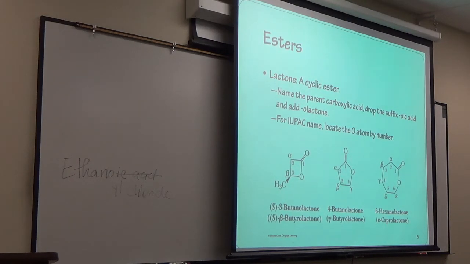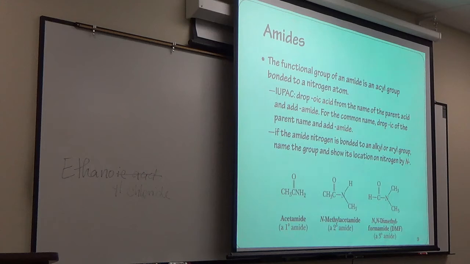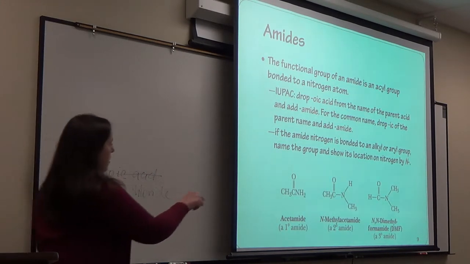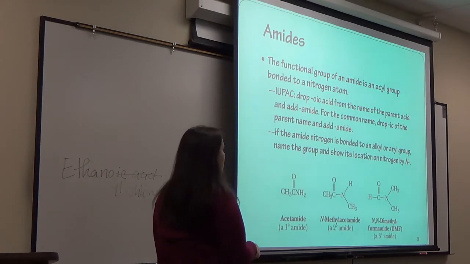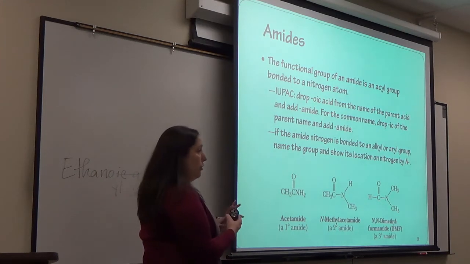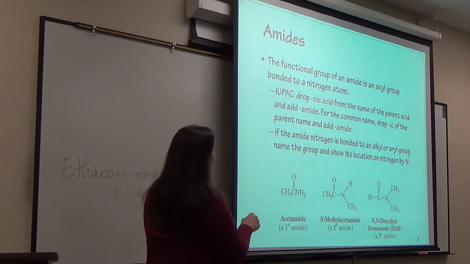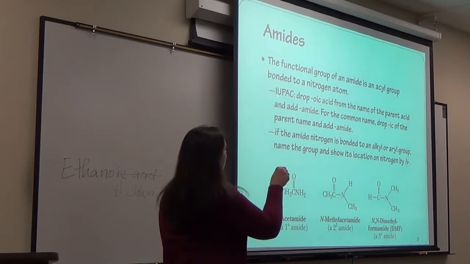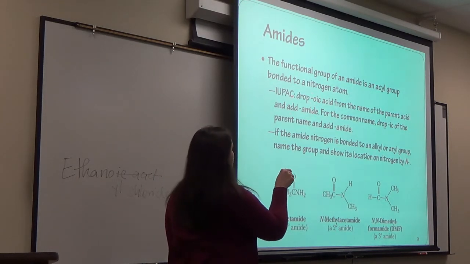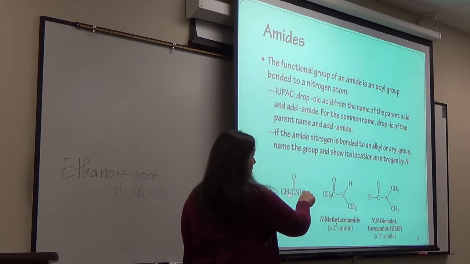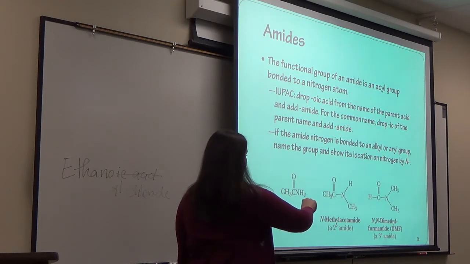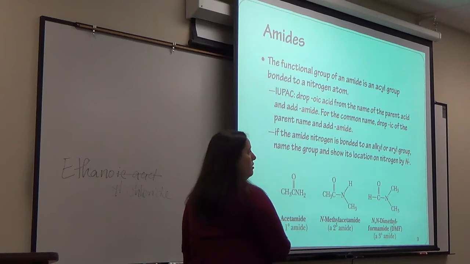So that's lactones. And then amides are carbonyl, the acyl with a nitrogen now. Okay, so those are amides. So remember, amines is just the nitrogen with a carbon chain. So now it's amide with a D. Drop the oic acid from the parent acid and then add amide to it. So again, this came from acetic acid, so I'm dropping the ic acid, acetic, acetamide. So drop the ic, so acetamide.